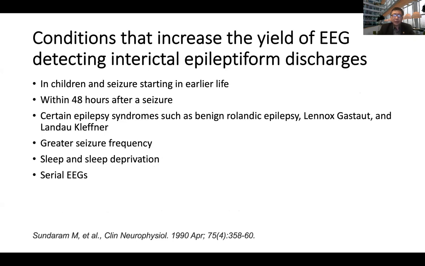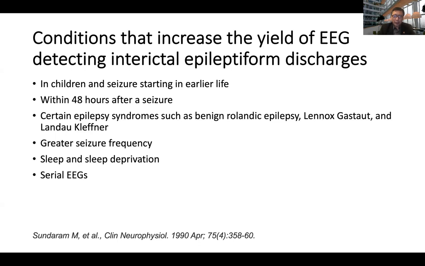Conditions that increase the yield of EEG in detecting interictal epileptiform discharge: one is the children group, with seizure onset in early life, or doing the EEG within 24 hours after the seizure. Certain epileptic syndromes, such as benign Rolandic epilepsy, Lennox-Gastaut syndrome and Landau-Kleffner syndrome, make it easy to find the interictal discharge. A greater seizure frequency also increases the yield to detect IED.